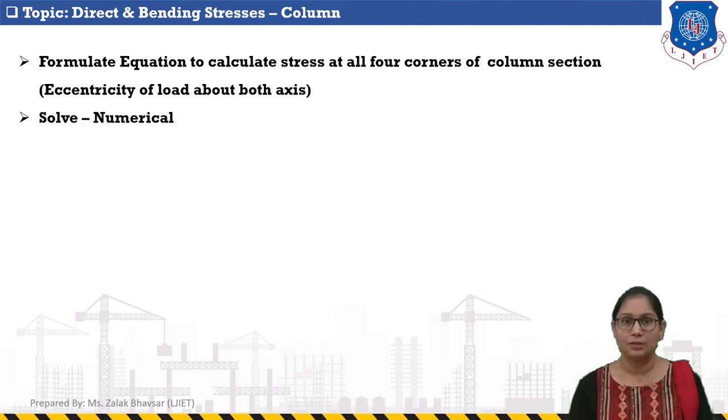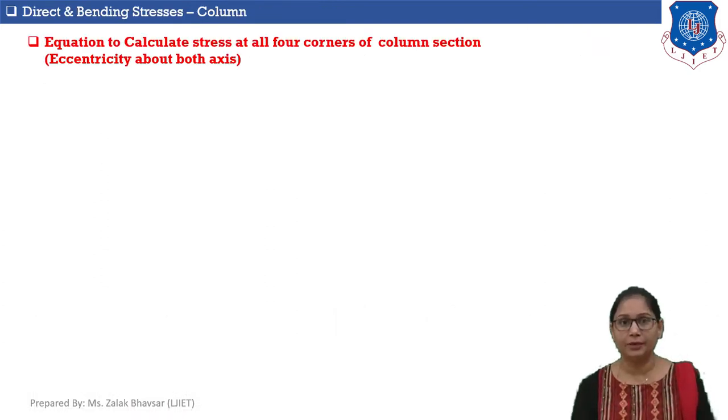In previous sessions, we also solved numericals to calculate maximum and minimum stresses developed in a column section which is eccentrically loaded. But in previous sessions, we discussed eccentricity of the load in one direction only. Now, in this session, we will discuss eccentricity of the load about both the axes. So, let's formulate the equation to calculate stresses at all four corners of the column section.